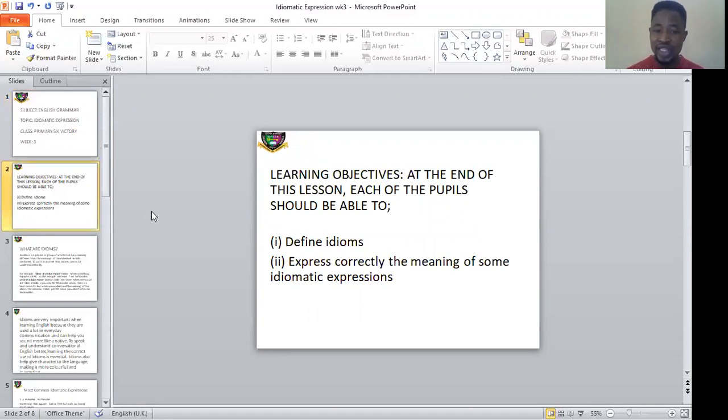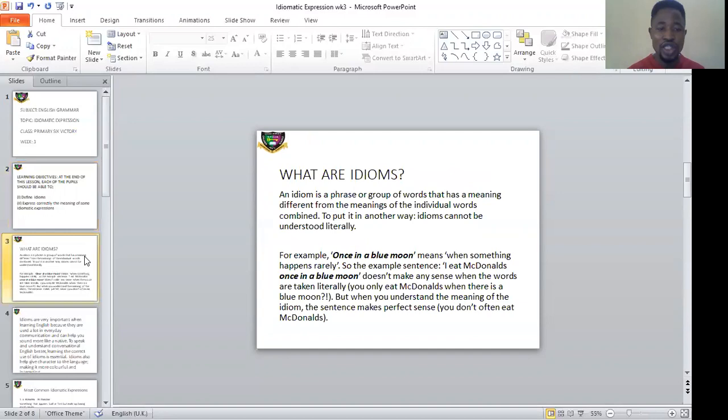So at the end of this class, each of you should be able to define idioms, and you should be able to express correctly the meaning of some idiomatic expressions, as well as use those idiomatic expressions in your everyday use of the English language. It enriches your use of the English language. It makes your speaking very beautiful and makes it eloquent. All right, so let's go to what idioms are.